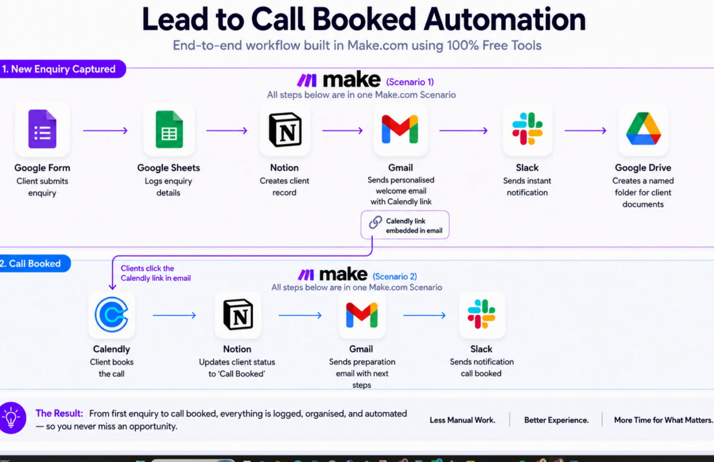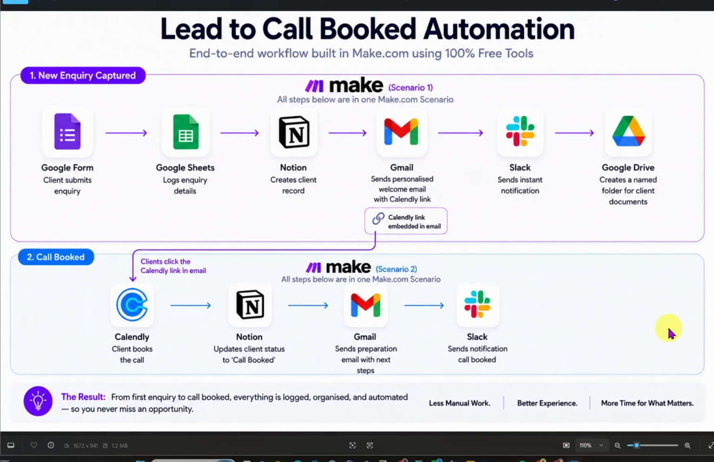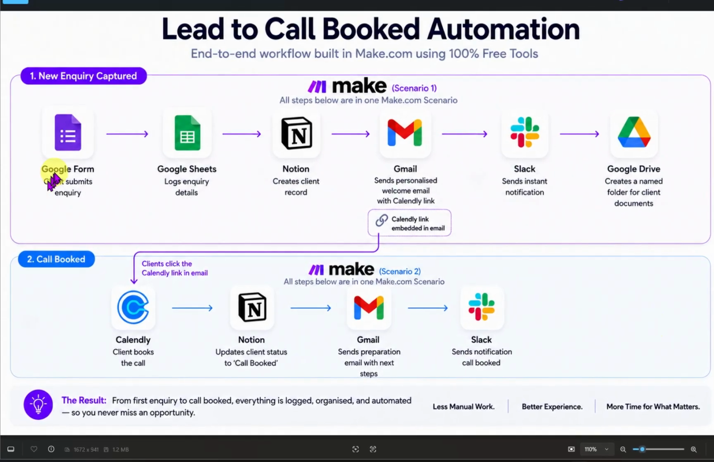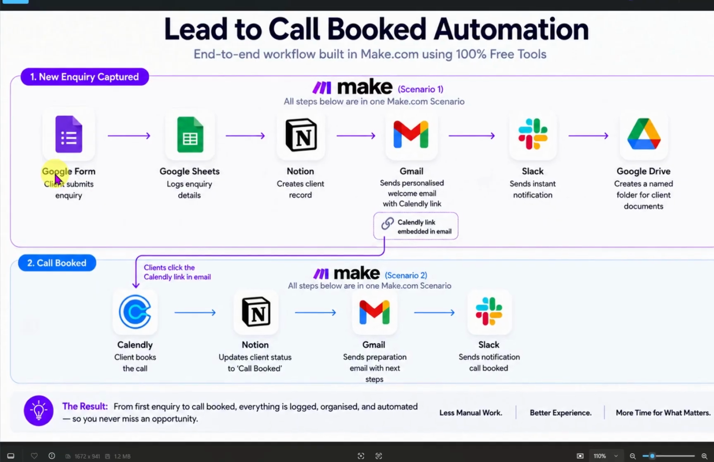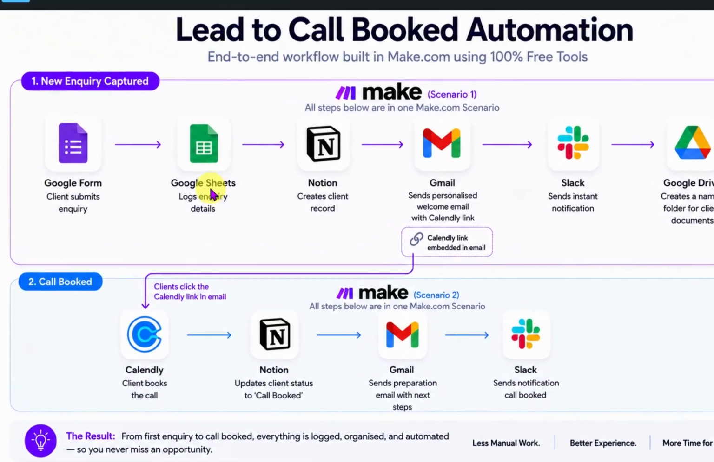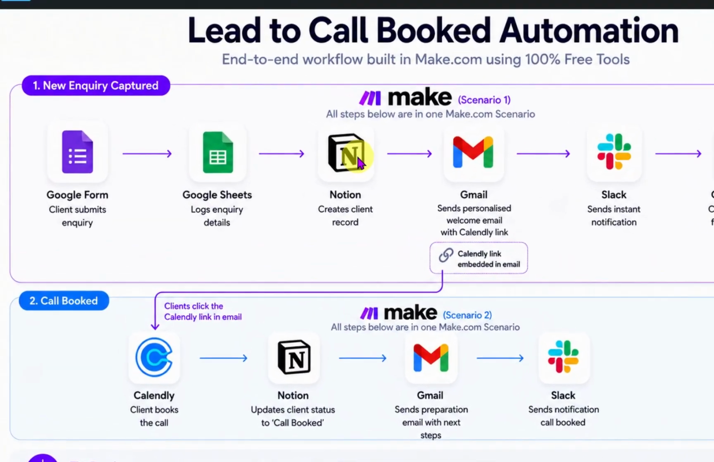Hello. In this video, I'm going to walk you through building a complete automated client intake system using make.com. Now, here's the full system. A Google form collects the inquiry. Then make.com watches for new submissions. When one arrives, it logs the detail on a Google Sheets and creates a Notion client record.